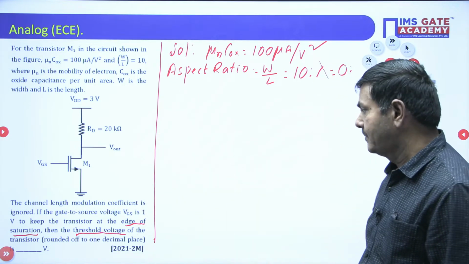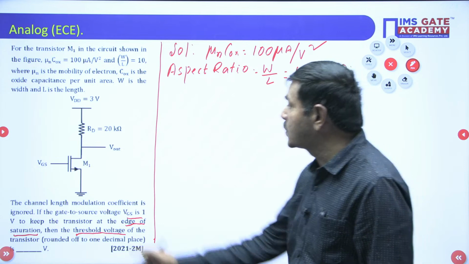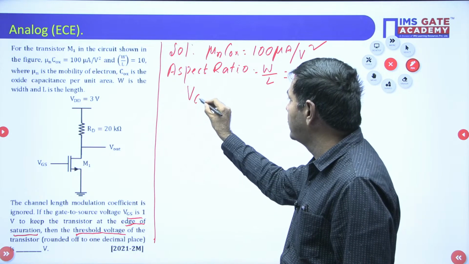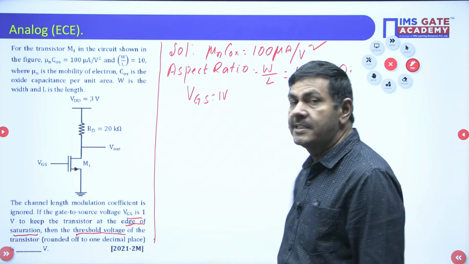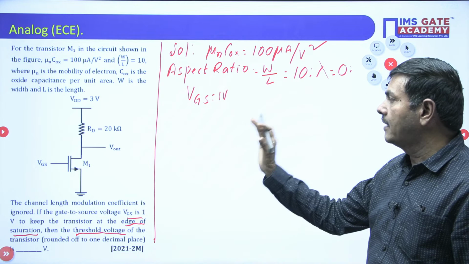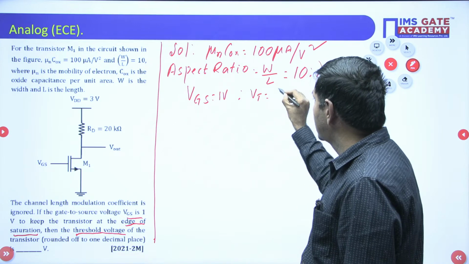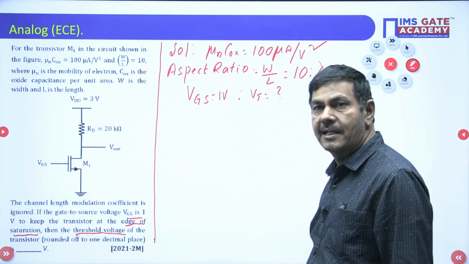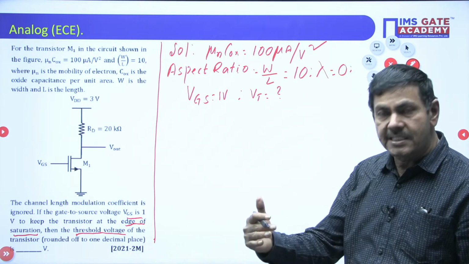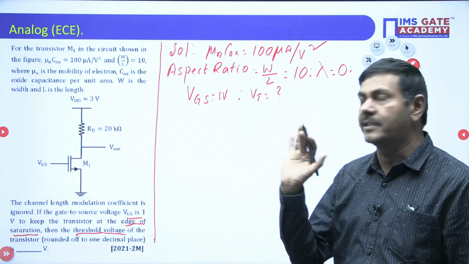Directly we can put that. And also VGS equals 1 voltage is given. The gate to source voltage is given in the problem, 1 voltage. To keep the MOSFET at the edge of saturation, what threshold voltage is required? It is asking to find what threshold voltage is required to keep the transistor at the edge of saturation. At the edge of saturation means it just enters into the saturation region. What threshold voltage is required? At the edge means just the entry point.